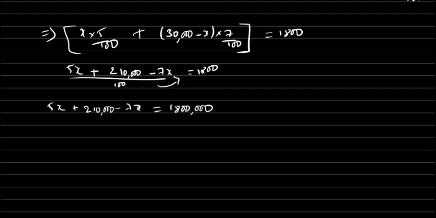Minus 7x plus 5x will become minus 2x, and if we send this 2,10,000 to this side, it will become 1,80,000 minus 2,10,000. Minus 2x is equal to minus 30,000.